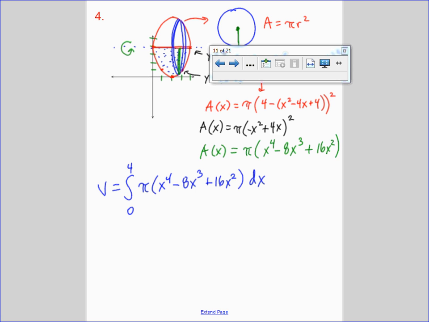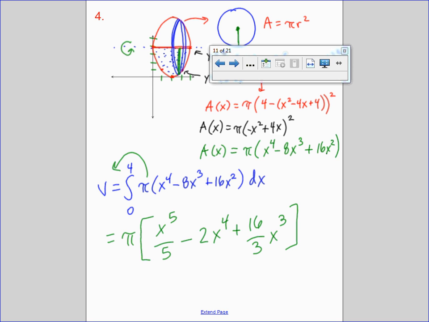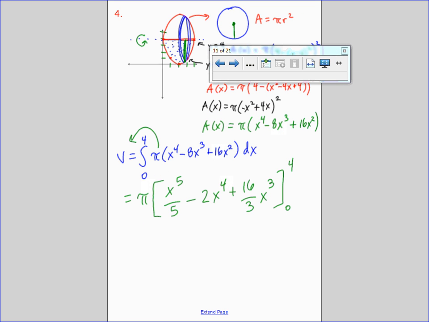We'll put the pi out front. I'm going to use square brackets this time instead of just a straight line for my evaluation. Here we go. X to the 5th over 5 minus 8x to the 4th over 4, isn't that just 2x to the 4th? Plus 16/3 x cubed. We're going to keep the pi out front, don't trip on it.